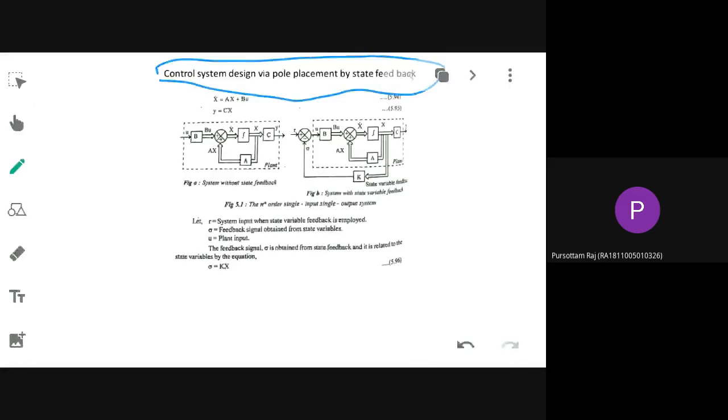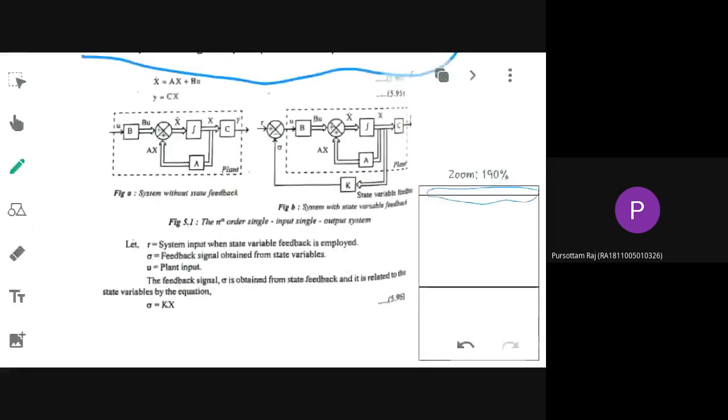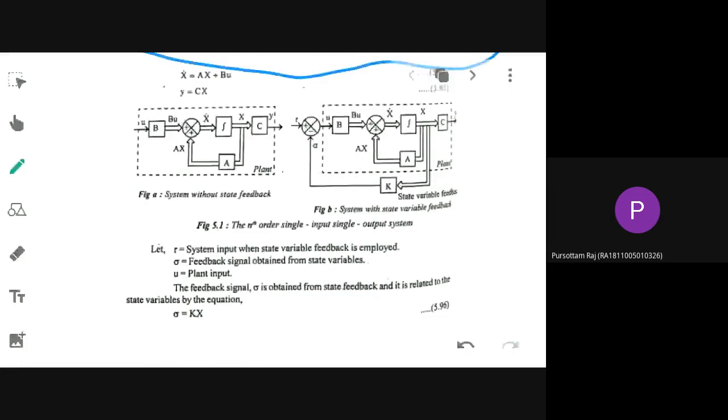Come on, the state space model is a combination of what two equations? The state equation and the output equation. Yes, this one is called the state equation and this one is called the output equation. That is for a general state space model.